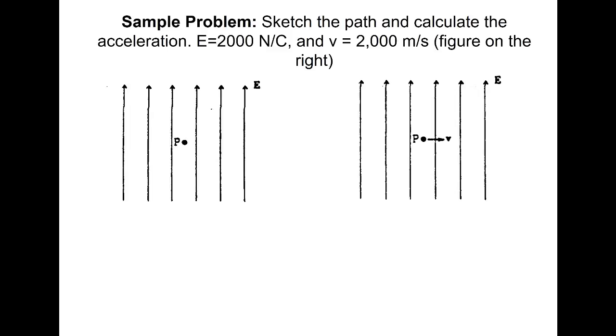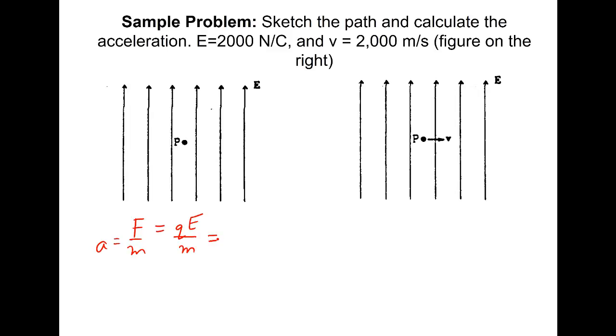So let's do a couple of examples. First of all, we're going to look at electric fields, and we'll contrast that with magnetic fields. And then later on, we're going to put them together. So we have p, we'll assume, is a proton, and we're going to sketch the path and calculate the acceleration. E is 2,000 newtons per coulomb, and v is 2,000 meters per second on the right. Okay, so on the left, well, we did this a couple units ago. F is equal to qE, and a is F over m, so a is just qE over m.